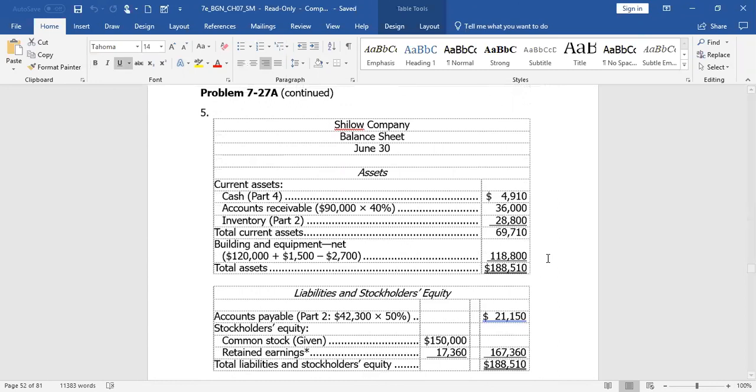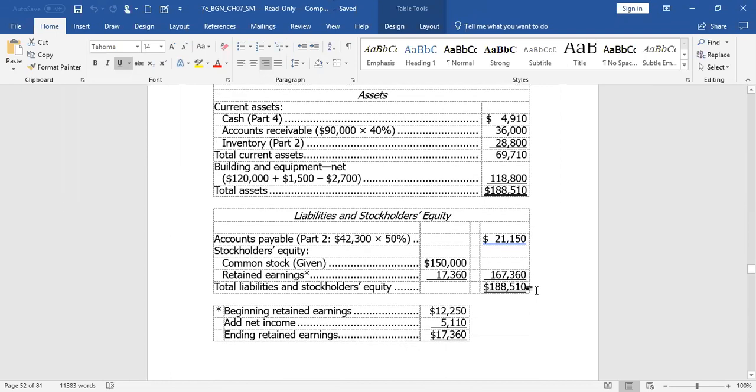Building and equipment starts with a balance at the beginning of the quarter of $120,000. We bought some new equipment of $1,500. And we depreciated our equipment and building, $2,700 during the quarter. So the building and equipment net, $118,800. So total assets, $188,510.